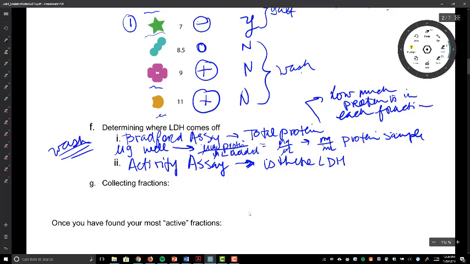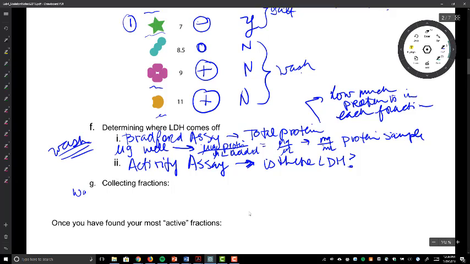So the Bradford tells us, hey, is there protein? And then the activity tells us, is there LDH within the mix of proteins that are in that well? Okay, and so this is going to be a really kind of crazy lab, and you're going to be collecting fractions, and then as you're collecting those fractions, you're going to be assaying them for the presence of protein and also for the presence of LDH.